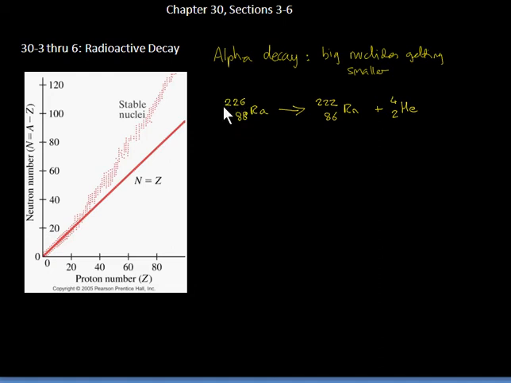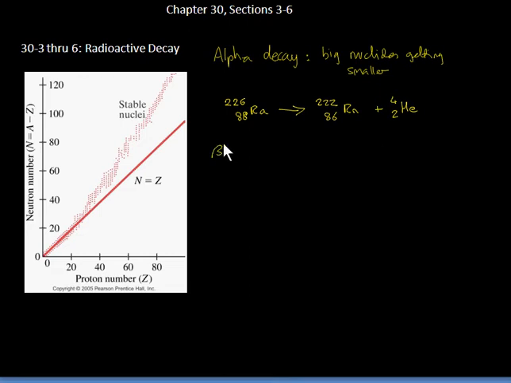Now you'll notice that the total mass number on either side of the equation remains the same. 226 is 222 plus 4. That's an important conservation law, conservation of nucleons. The number of nucleons stays the same in any nuclear reaction. They get split between different isotopes, but the total stays the same. Similarly, conservation of charge must be observed as well, and so in this case the total number of protons remains the same. 88 equals 86 plus 2.